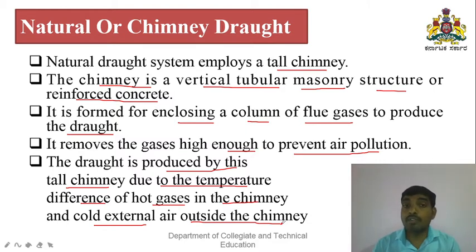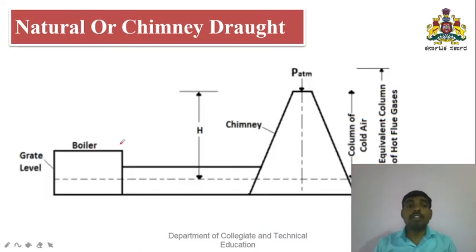In the next slide we will see how the natural or chimney draught occurs. This is the diagram of a natural chimney draught. Students, here you have a boiler. This is the working of a boiler.